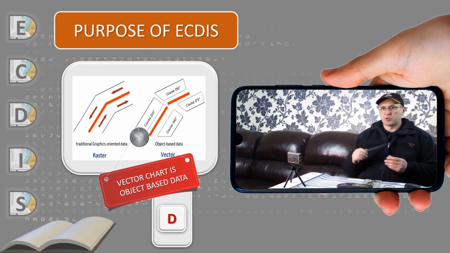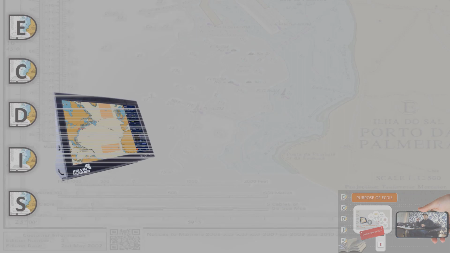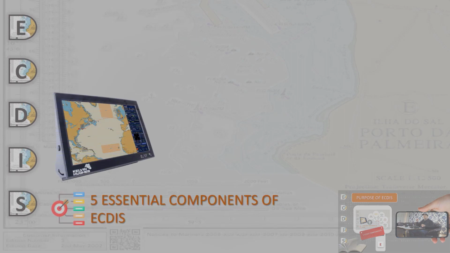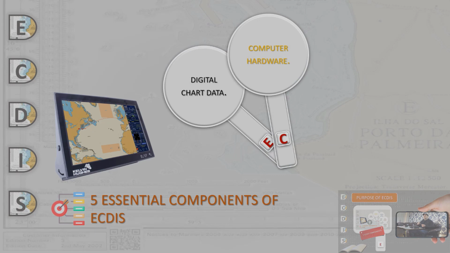Now is the proper time to name what comprises an electronic chart. There are 5 essential components of an electronic charting system. Here there is data that comprises the digital chart information. At the same time, ECDIS needs the computer hardware, including the processor, semiconductor random access memory, which we call RAM, hard drive memory, and optical disk reader.